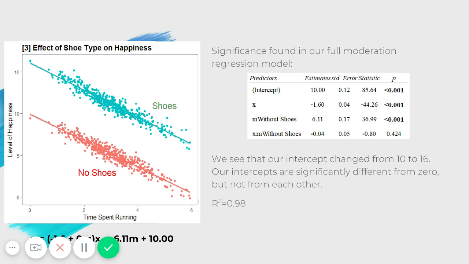So we decrease happiness, so for every unit of time spent running, our level of happiness goes down by 1.6. And this is a continuous level of happiness just because. It also starts at a solid 10.